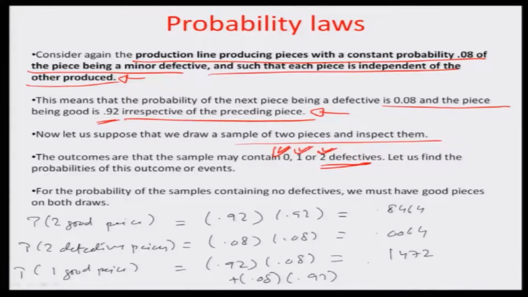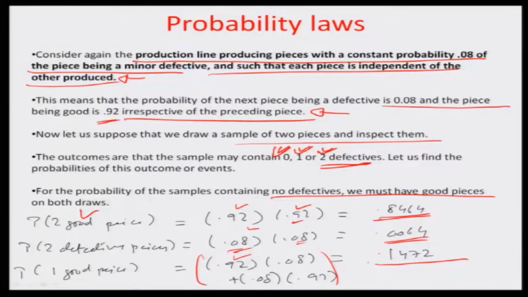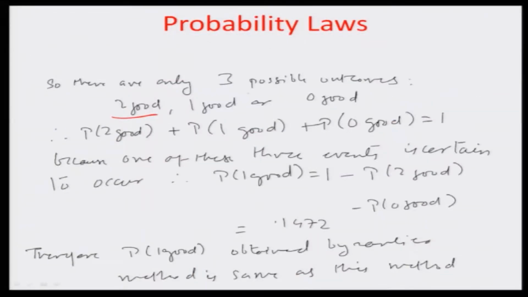For the probability of a sample containing no defectives, we must have a good piece on both draws. So, the probability of 2 good pieces would therefore be 0.92 times 0.92. These are 2 successive draws which we are talking about. So, it is about 0.8464. When we are talking about the probability of 2 defective pieces, again 0.08 times 0.08, so 0.0064, okay. And then if you are talking about 1 good piece and 1 defective piece, whether it is the first good piece or second, it does not matter, it is basically 0.92 into 0.08 whole twice, okay. So, that is about 0.1472.